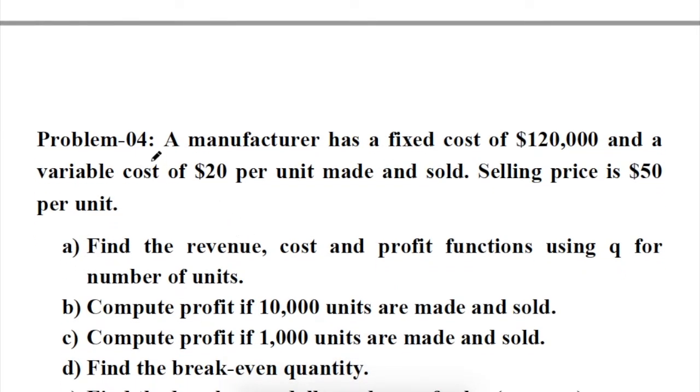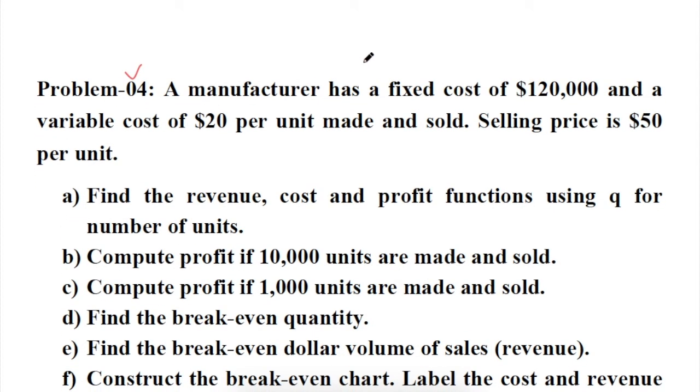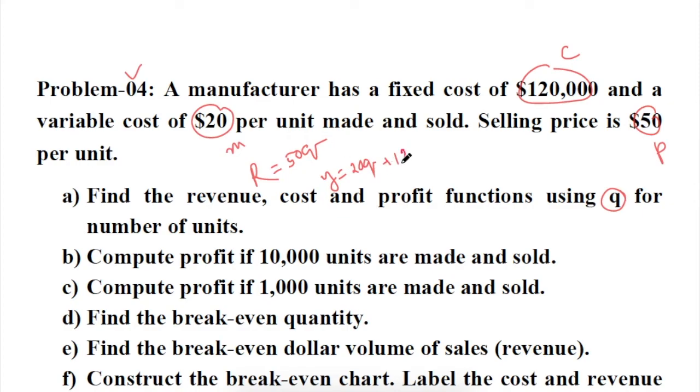And let us think about problem 4 now. In this problem, this one is your C, and this is your M, this is your small p. You need to use Q for the number of units. So you can calculate the revenue function, that will be 50Q, and you can calculate y, that will be MQ, M means 20, MQ plus 120,000.